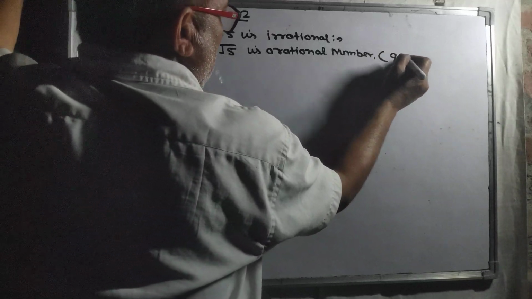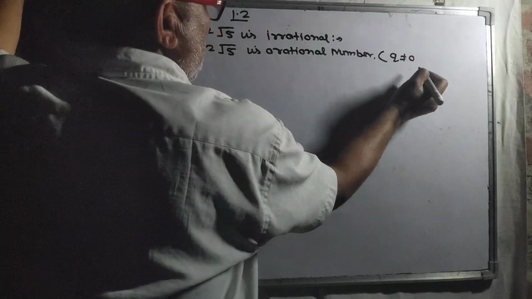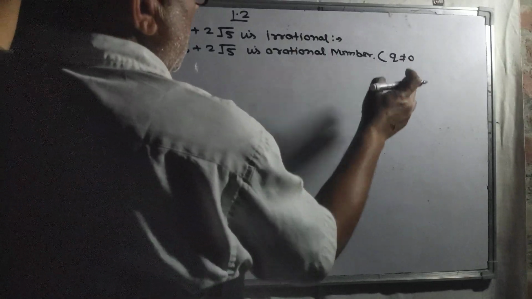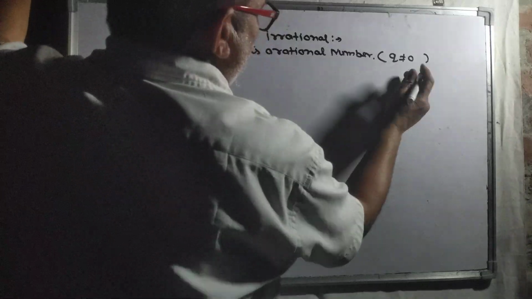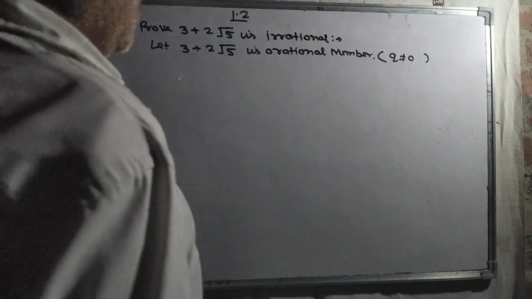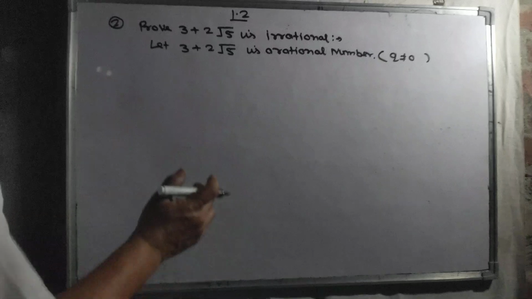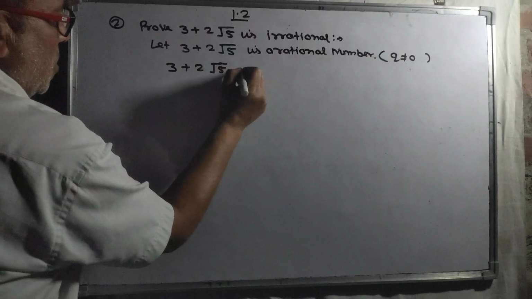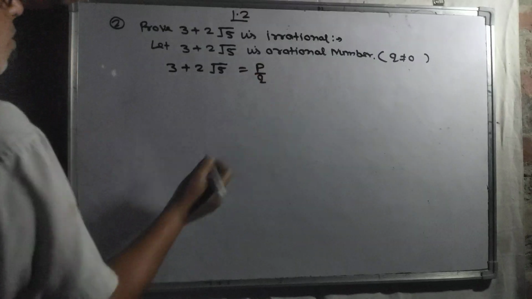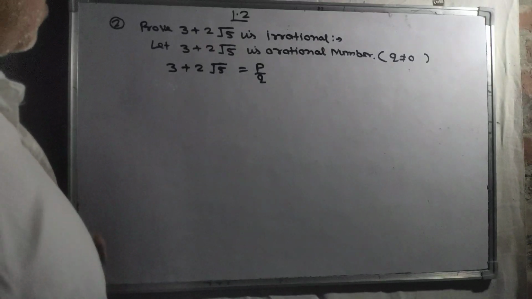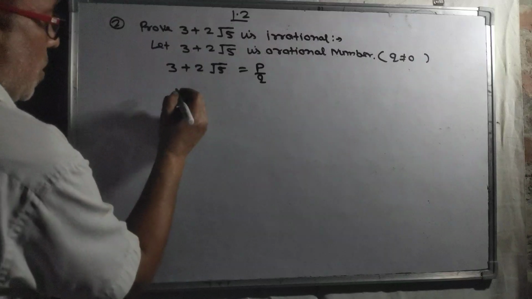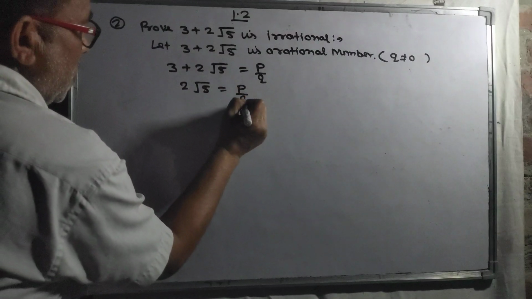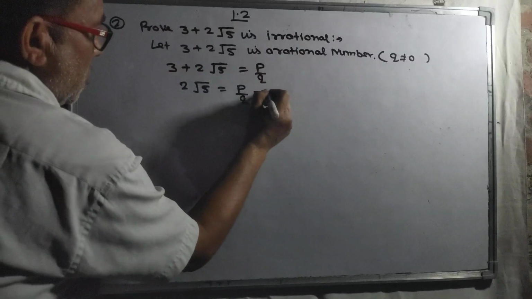Here q is not equal to 0. If you want, you can write that p and q are co-prime numbers, but here it is not necessary. So 3 plus 2 root 5 can be written in the form of p by q because we took it as a rational number. Now 2 root 5 equals p by q minus 3.